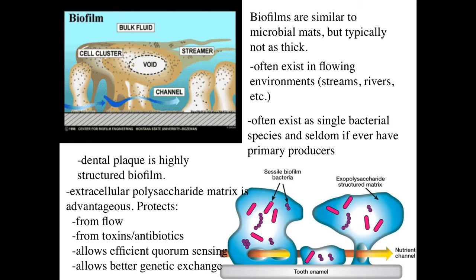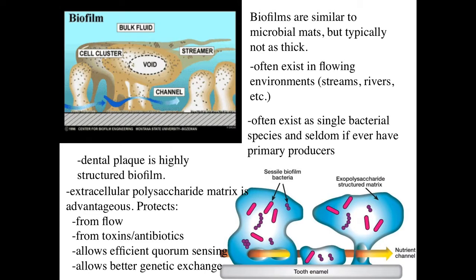They also allow for very efficient quorum sensing. The secretion of peptides or homoserine lactones occurring within this extracellular polysaccharide tends to not diffuse as rapidly. So it's not lost to the flow of, in this case, saliva, or it could be in a stream. So the bacteria living in the community can sense each other a lot better, and they can change their gene expression a lot more effectively.